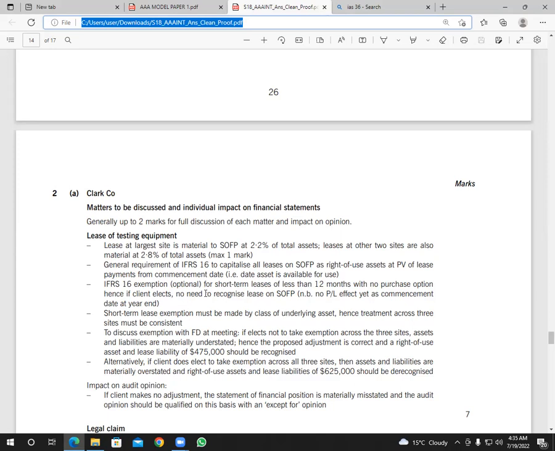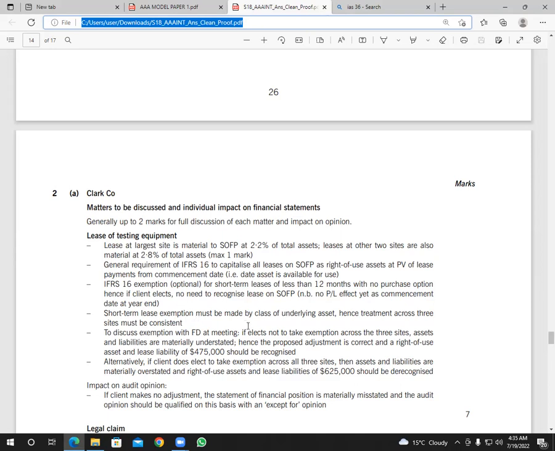IFRS 16 exemption optional for short-term leases of less than 12 months with no purchase option. Hence, if client elects, no need to recognize the lease on statement of financial position. Note the P&L effect yet as commencement date at the end year. The most important in this case is that you've elected to take advantage of the exemption. So if that is the case, whatever lease contracts you have there, don't put them in the statement of financial position.